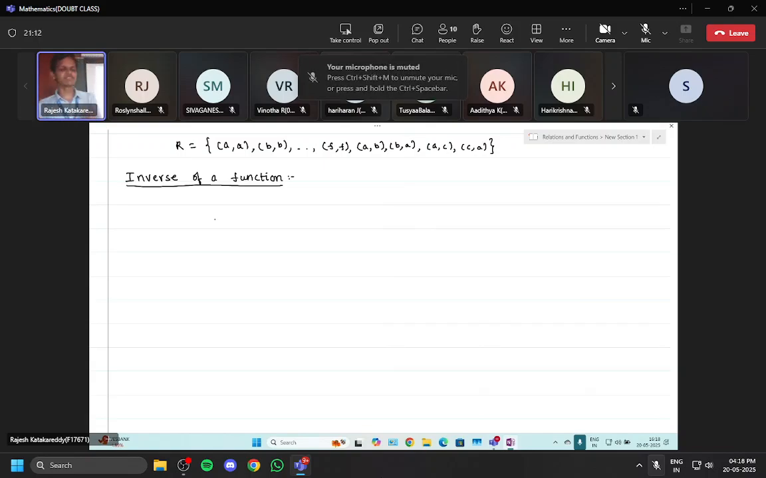In functions, we say a function is invertible only if the function is bijective. Clear? If the function is bijective, then only the inverse exists. If the function is not bijective, the inverse does not exist. What is bijective? Both one-one and onto. So the definition will be like this.